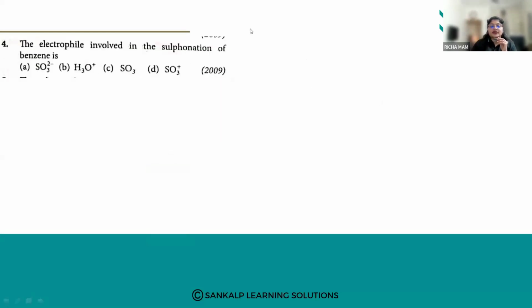Okay, let us go for the next one. The electrophile involved in the sulfonation of benzene is: A, SO3 2 minus; B, hydronium ion; C, SO3; and D, SO3 plus. Which is the electrophile involved in the sulfonation of benzene? So for sulfonation.